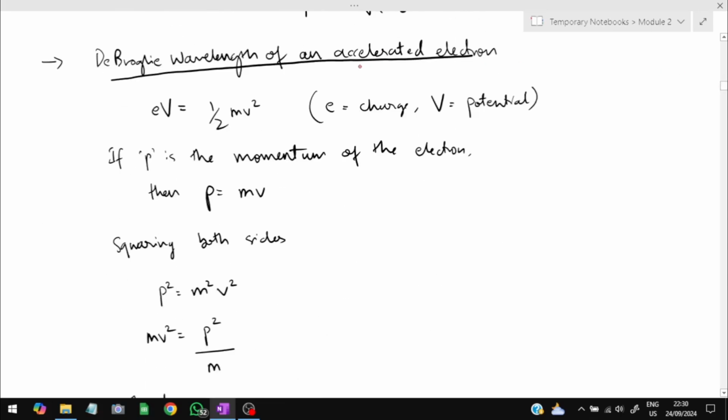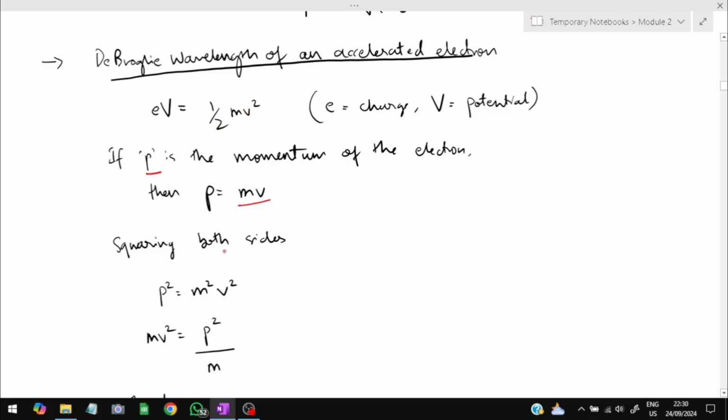So for an accelerated electron, we consider a situation where there is an electron of charge e in a potential V. So eV is equal to half mv square. This is the potential energy, this is the kinetic energy, both will be equal. If p is the momentum of the electron, then p is equal to mv, right?